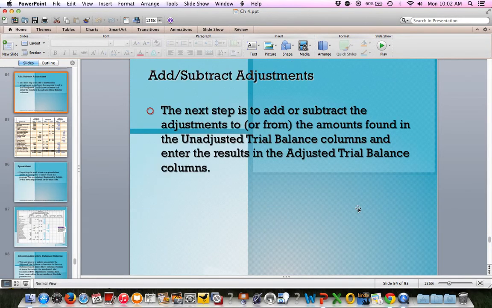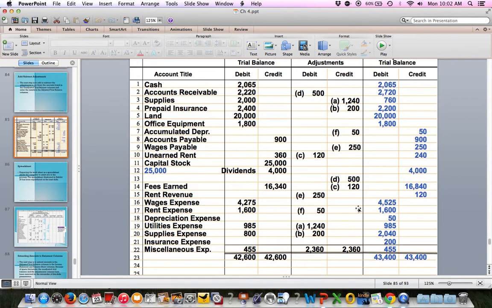The key thing, though, is when you go from left to right to compute the adjusted trial balance, you do have to be very mindful of the rules of debit and credit. That's really what I wanted to show you with this. So, for example, accounts receivable, you get a debit at $2,220, another debit 500, so you get down to $2,720. For supplies, you get a debit at $2,000, a credit of $1,240, so you get down to a debit of $760. For prepaid insurance, $2,400 debit, $200 credit. There's my debit at $2,200. So you have to be very mindful of the rules of debit and credit going from left to right.